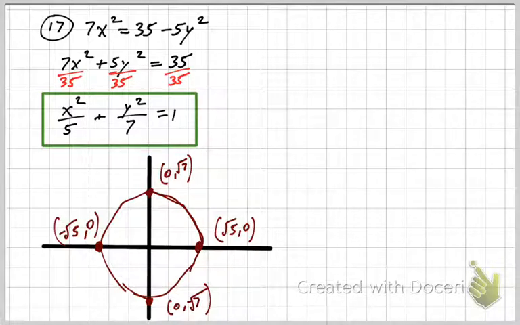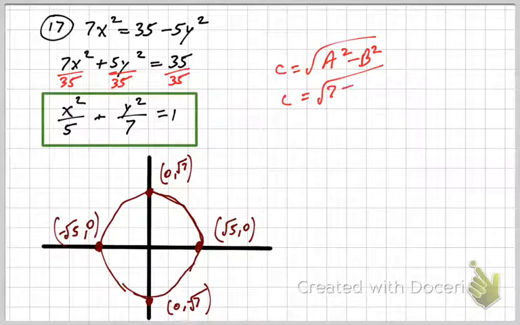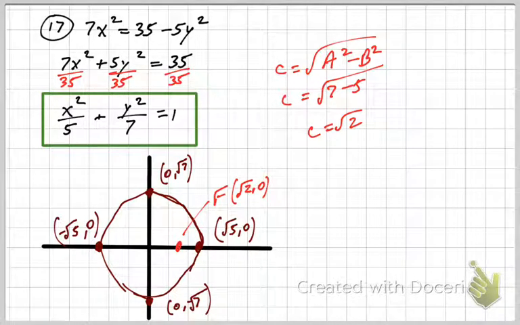How about the focus? Where's the focus? C is equal to the square root of a squared minus b squared. So that'd be 7 minus 5, or square root of 2. So you have a focus at square root of 2, 0, and over here at negative square root of 2, 0 are your two foci. And I'm wrong.